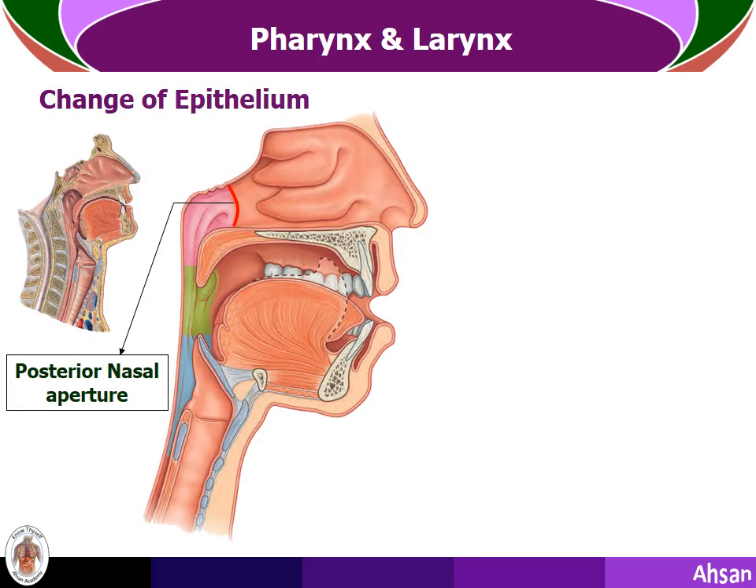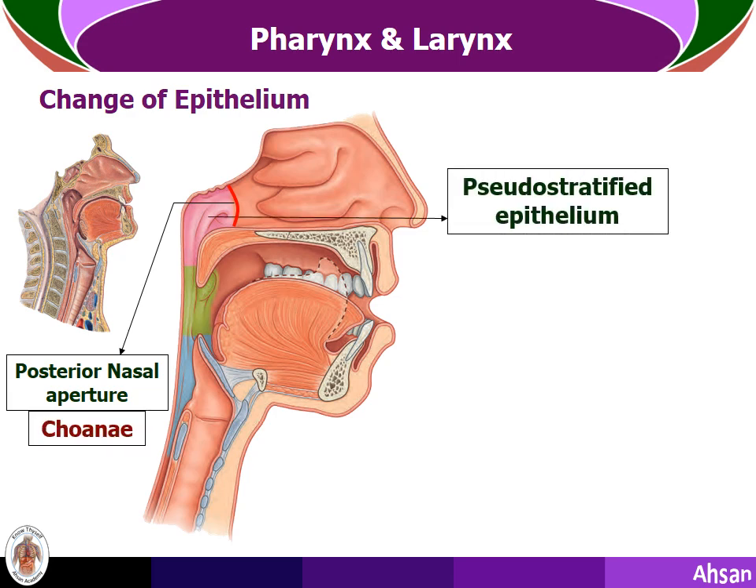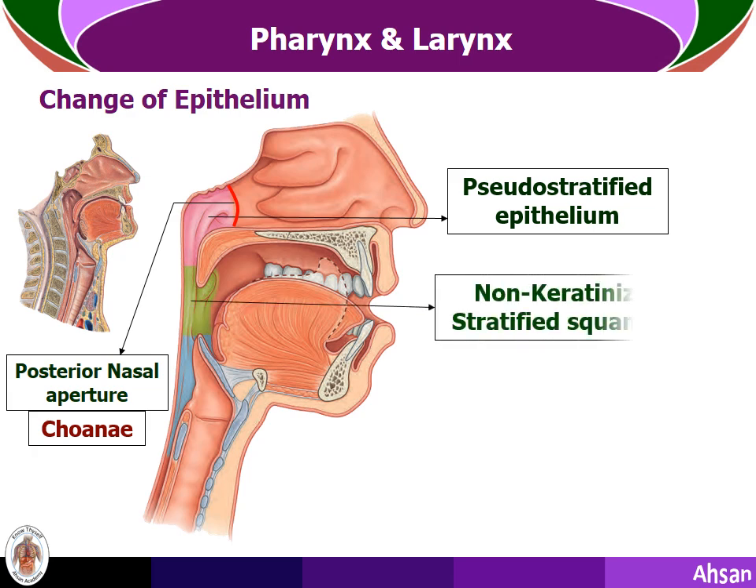Let me discuss the epithelium of the pharynx together so that we understand the gradual change of epithelium. Behind the posterior nasal aperture is the nasopharynx, and it is lined by epithelium similar to the respiratory epithelium, the main epithelium of respiration. And behind the oral cavity is the oropharynx.